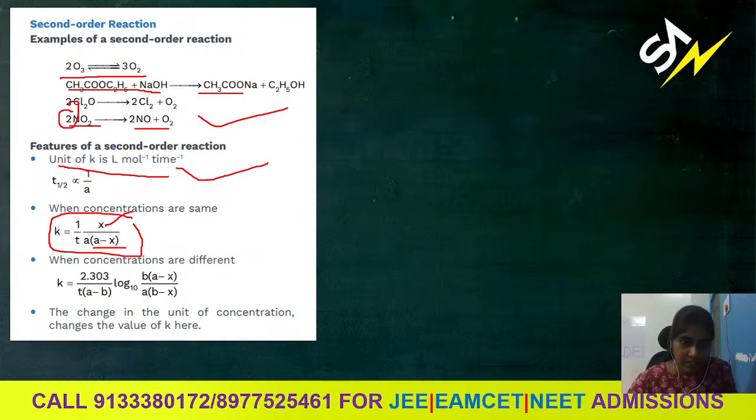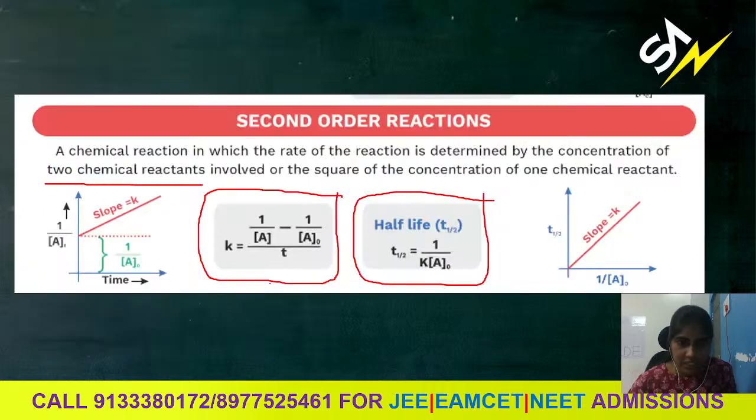A is the initial concentration, A minus x is the final concentration. When concentrations are different, the equation is in this way: K is equal to 2.303 by T of A minus B, log10 of B of A minus x over A of B minus x. Here A minus x is the final concentration of A, and B minus x is the final concentration of B. The change in the unit of concentration changes the value of K, because they are directly proportional.